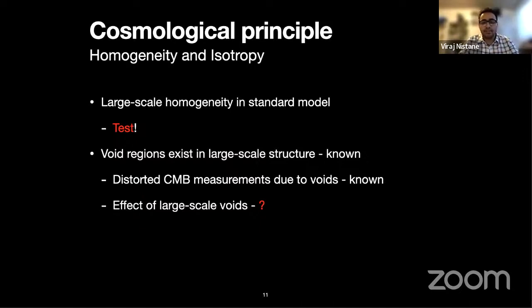So this is a good test given the prospects of the incoming data from Euclid and other large-scale structure surveys. Secondly, we know from observations of the large-scale structure of the universe that certain empty regions called voids exist, which are known to cause distortions in the CMB observations. Distortions, for example, lensing, right? So using these inhomogeneous models, we would be able to test the effect of large-scale voids, if there are any in the universe, maybe even with the observer inside one of them.